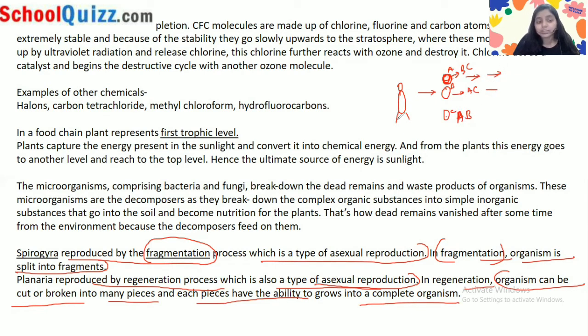And in fragmentation, what happens? The organism splits into fragments, and then they grow, right? And here in regeneration, the organism accidentally has its parts broken, and these broken parts grow further. So in fragmentation, the organism splits into fragments and then they reproduce. And in Planaria, in the regeneration process, organisms can be cut or broken into many pieces, and each piece has the ability to grow into a complete organism. Right? So this is how you can write the answer.